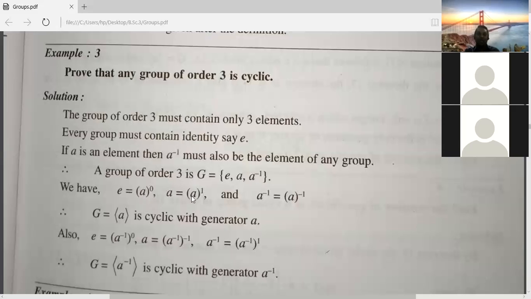Now A you can write as A to the power 1. A inverse we can write as A to the power minus 1. That is what we can say. Every element of G you are expressing as a power of A. Therefore, A is a generator, that's why you're writing here: G is generated by A, or A is the generator of G. This is G is cyclic with generator A.